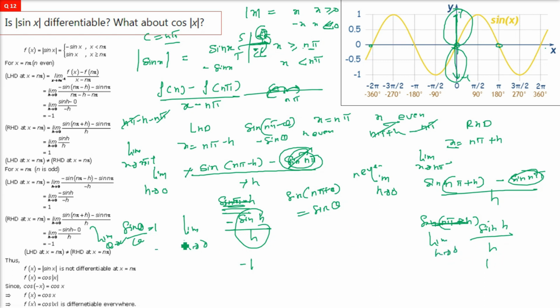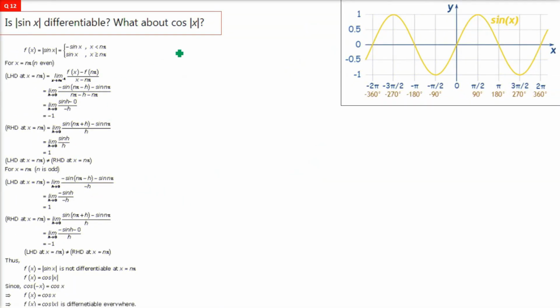So you have negative 1 on the left hand side, on the right hand side you have a 1, that means they are not matching. You can say that this is not differentiable at x equals to n pi when n is even. So n equals even we have already checked. N equals odd, I am leaving it for you. If you have any problem, just refer to this solution. But I hope after this lengthy discussion, you will be able to solve it.